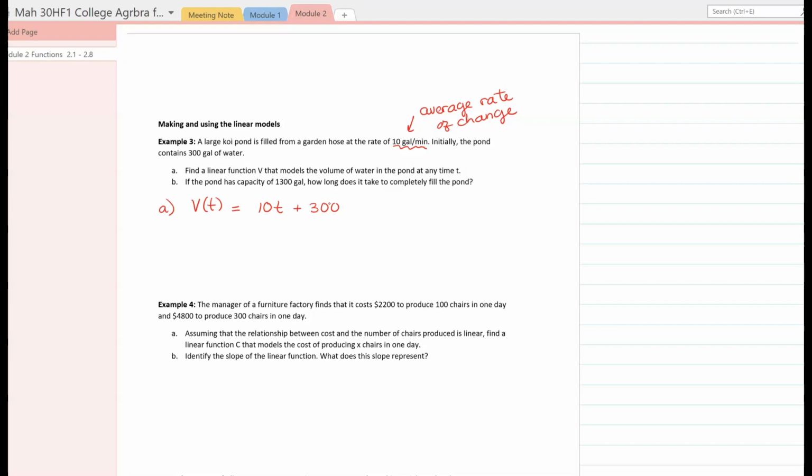If the pond has the capacity of 1300 gallons, how long does it take to completely fill the pond? This means here it's given you V equal to 1300 gallons and asking to solve for t. So we are given 1300 = 10t + 300. So 1000 = 10t, so t = 100. So it takes 100 minutes to fill the pond.